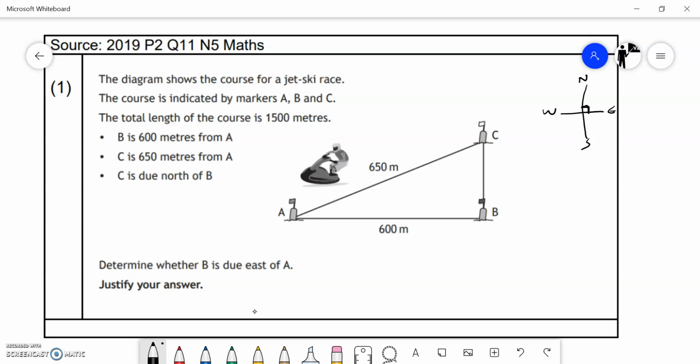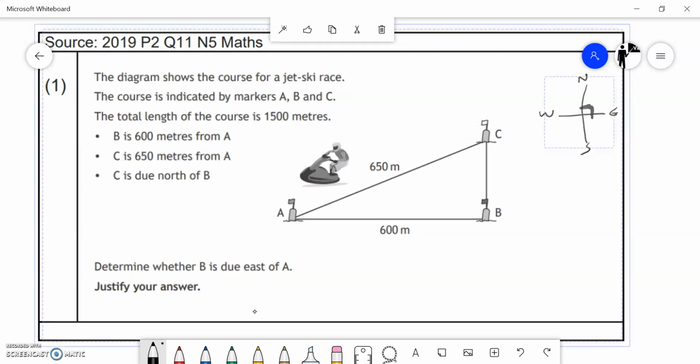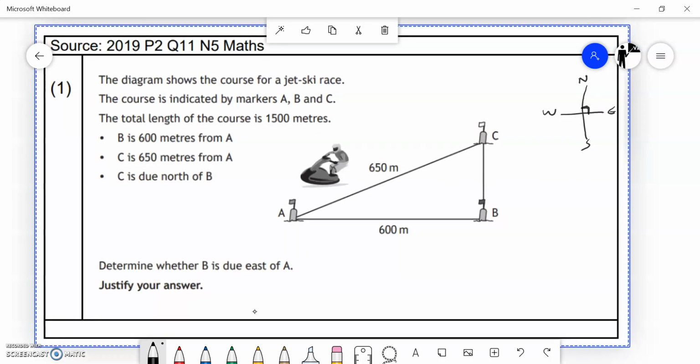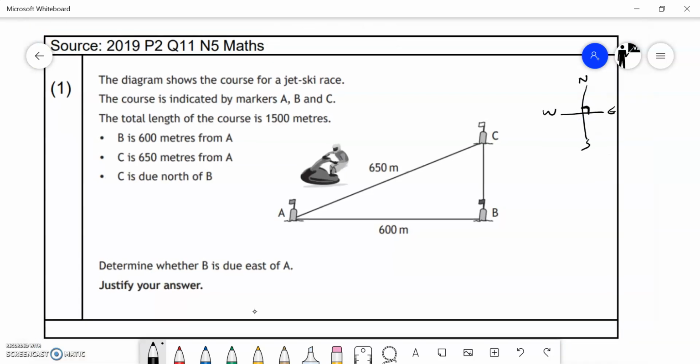So the total length is 1,500. Yeah, the total length of the course is 1,500. Therefore, the perimeter of the course is 1,500. So if we add these two values together and then subtract, that should be able to tell us what the missing length is. So if we do 600 plus 650, that's going to be 1,250. And if we subtract that from 1,500, we're going to get 250. I'm just going to lock this into place. That's 250 metres. That's 900, yep, so that's 1,500 metres.